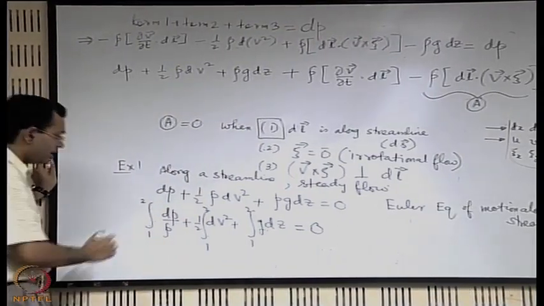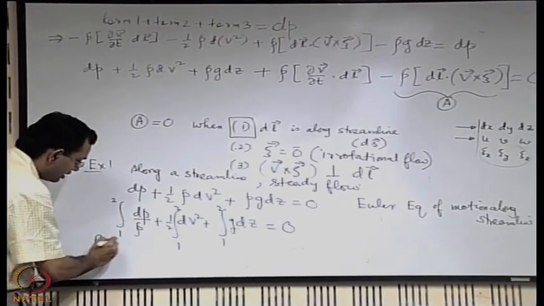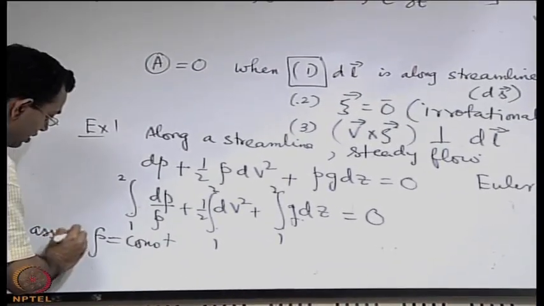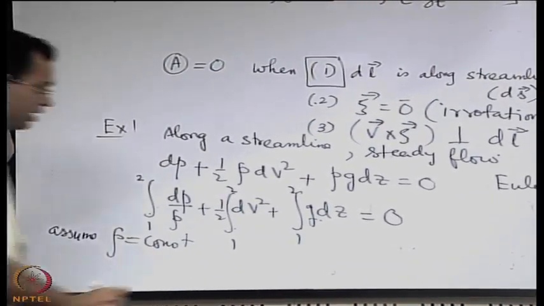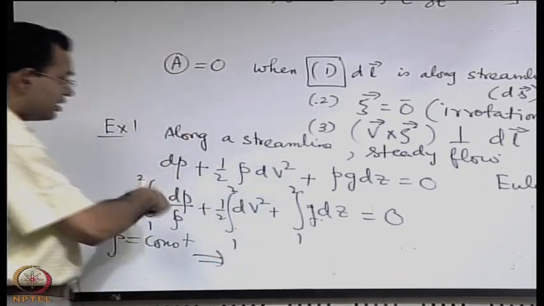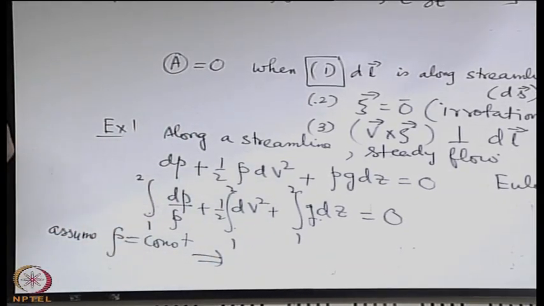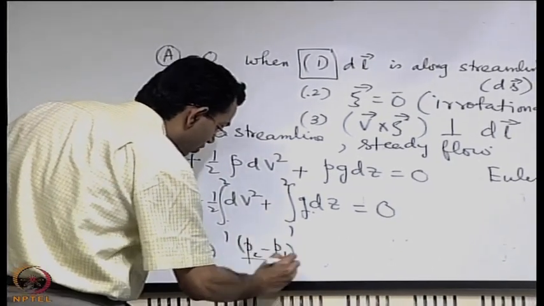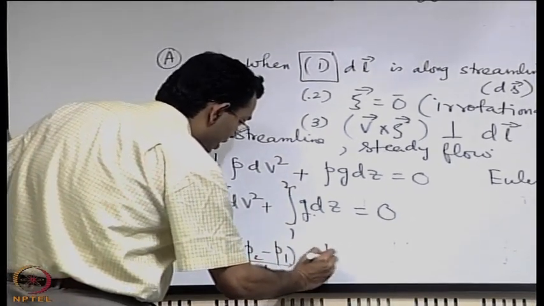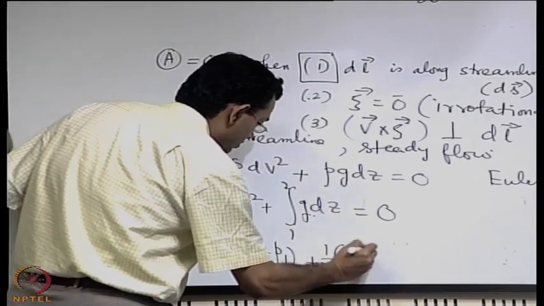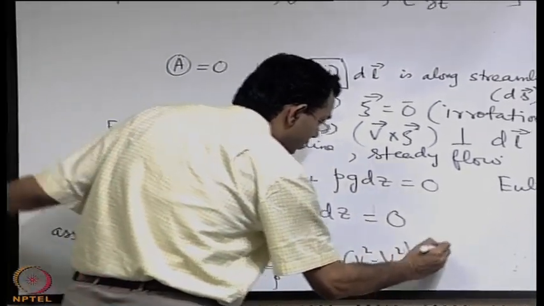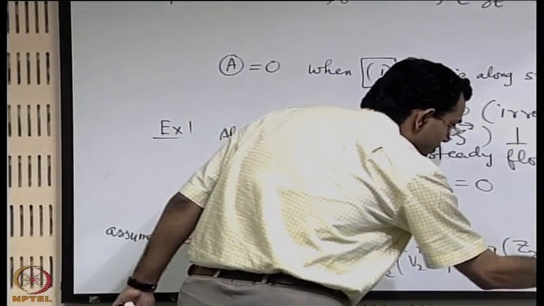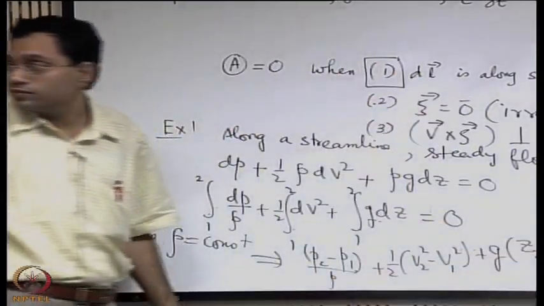compressible or incompressible. Now you make an assumption that rho is a constant, assume that is a special case of an incompressible flow. Then you can take the rho out of the derivatives. So you can write (P2 minus P1) by rho plus half (V2 square minus V1 square) plus g into (Z2 minus Z1) is equal to 0.